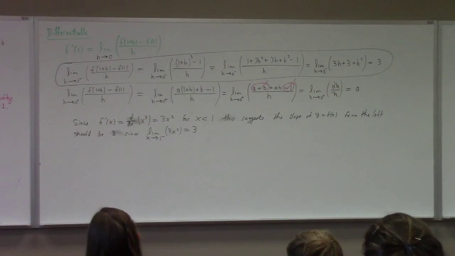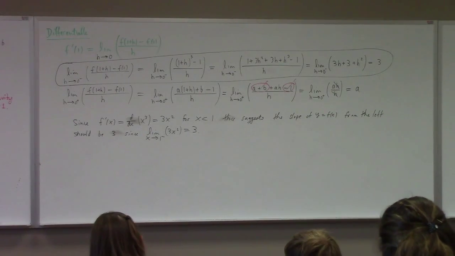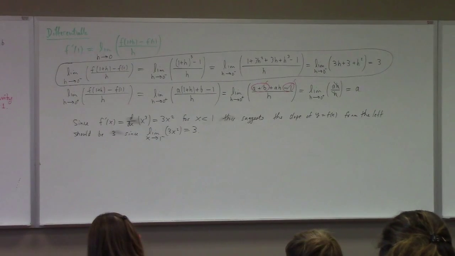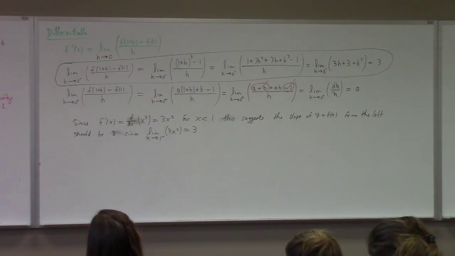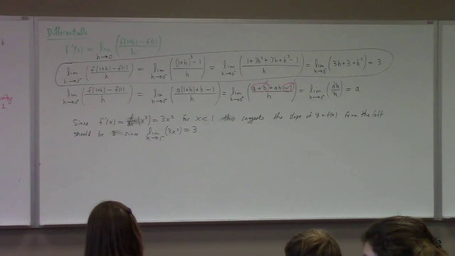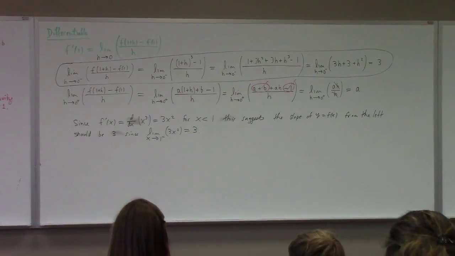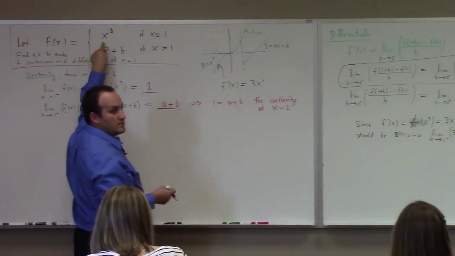Yes, sir? For the limit, like the derivative definition over there, it says f of 1, how do we know that that's 1? Like, we're substituting between the green line and the first. f of 1 is equal to 1 because it's right here, x less than or equal to 1, so f of 1 cubed is 1. Yeah.